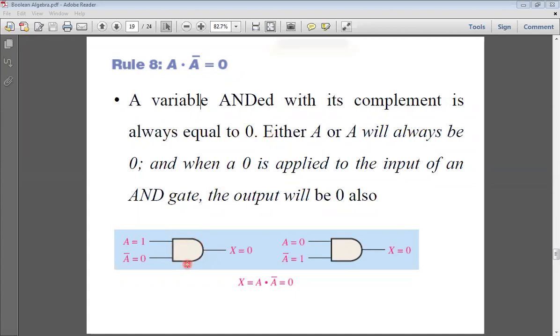Let's see, this is the AND gate, and one input is A, this is A bar. If A is equal to 1, what is its A bar? Obviously 0. When you AND 1 with 0, what we get is 0. The other possibility, if A is equal to 0, this one is its complement. What is the complement of 0? 1. So if you AND 0 with 1, then we have 0 output. So if you AND A with its complement, the result is 0. This is a verification.